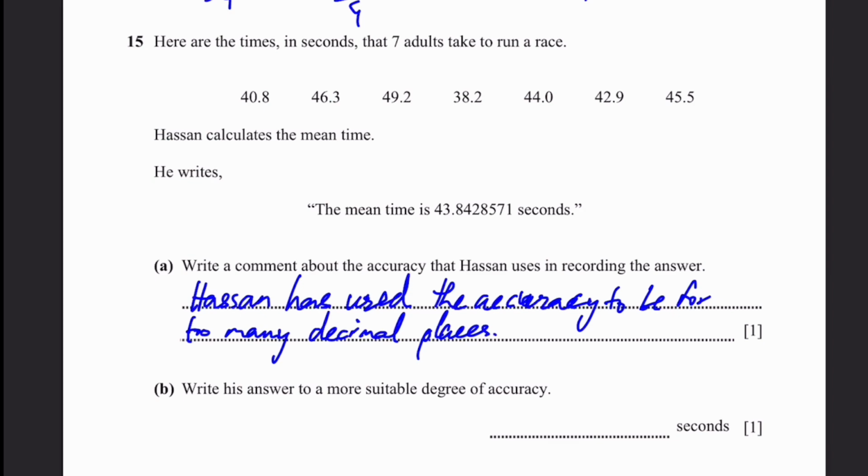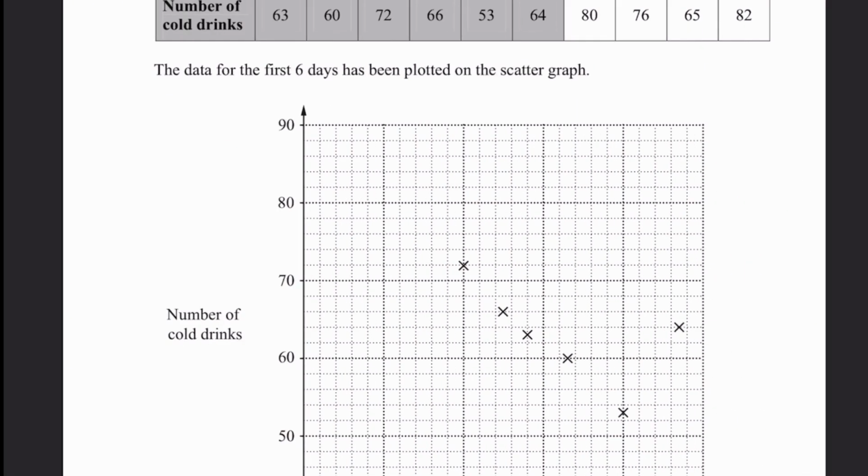And B, write his answer to a more suitable degree of accuracy. We can see that all the results over here are given in 1 decimal place accuracy. So that means you can make this a more suitable degree, which is 1 decimal place. And that'll be 43.8 because 4 is less than 5, and we don't change anything in the places. That's the answer.